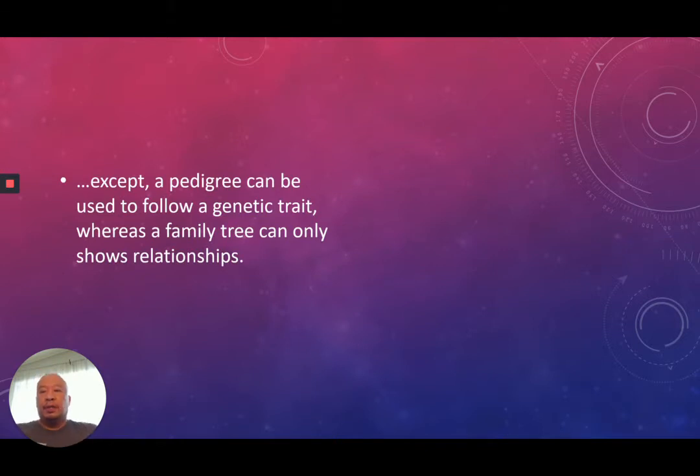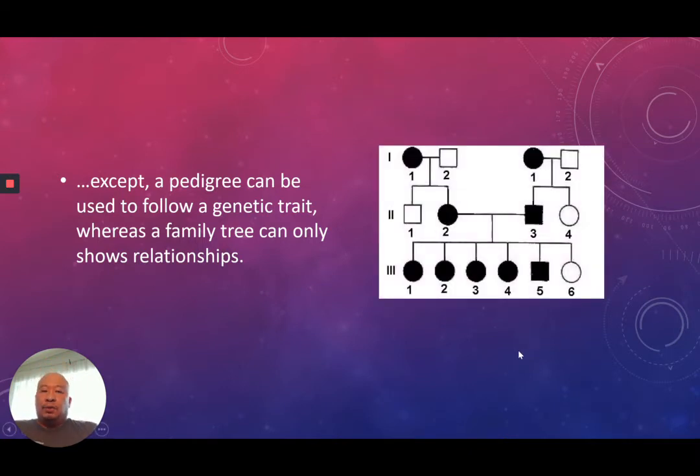Okay. The main thing again, and I'm just reiterating, a pedigree is used to follow a genetic trait. A family tree does not have to follow a trait at all. Most family trees don't even mention any genetics. They just want to know relationships. But if we want to be able to identify those relationships as well as its genetic trait, a pedigree is the way to go. So a pedigree might look something like this.